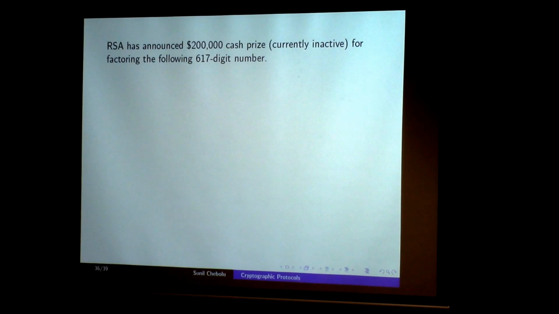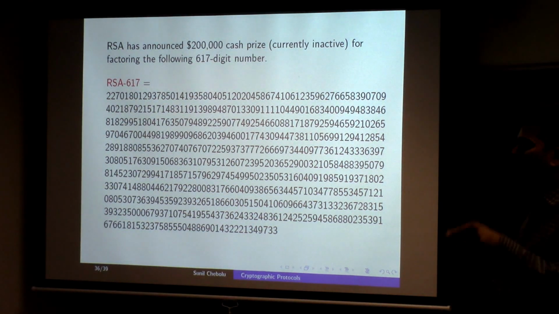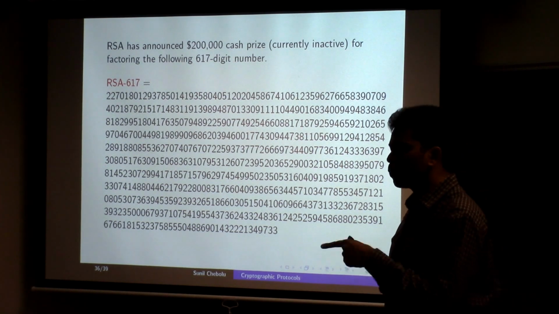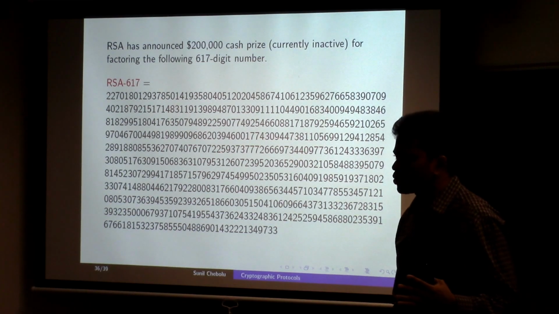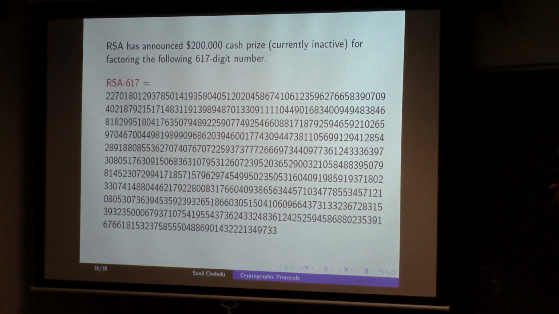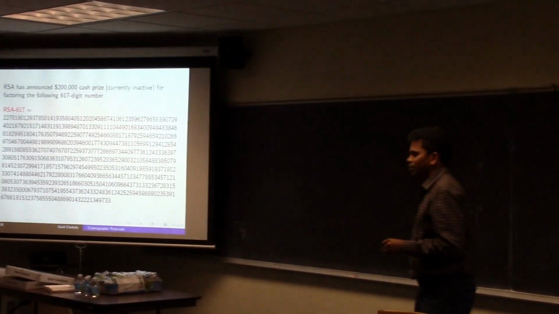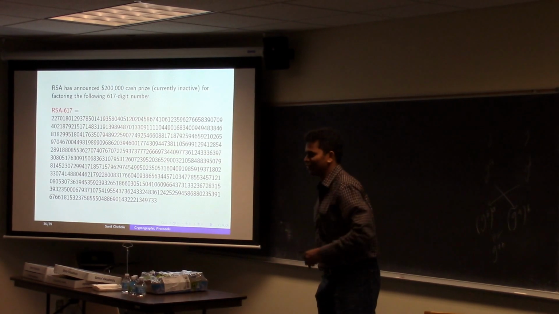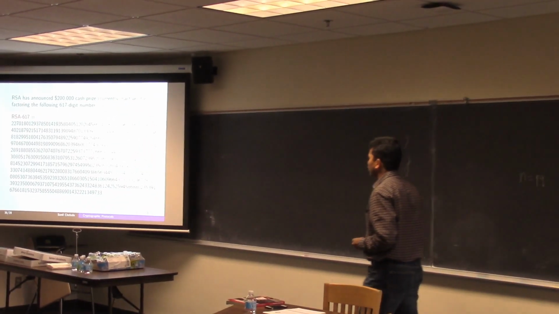And then RSA announced a $200,000 cash prize, currently inactive, I'll tell you why, for factoring the following 617-digit number. So this is RSA 617. So here is the number. It is known by construction that this number is obtained by multiplying two prime numbers, so you just have to tell what those numbers are. Back when I was a graduate student, a little more than 10 years ago, it was active. There were students who were making fun that grad school is not getting us anywhere, so at least let's get some money by working on this. But anyway, people worked hard, and nobody was able to crack this one.